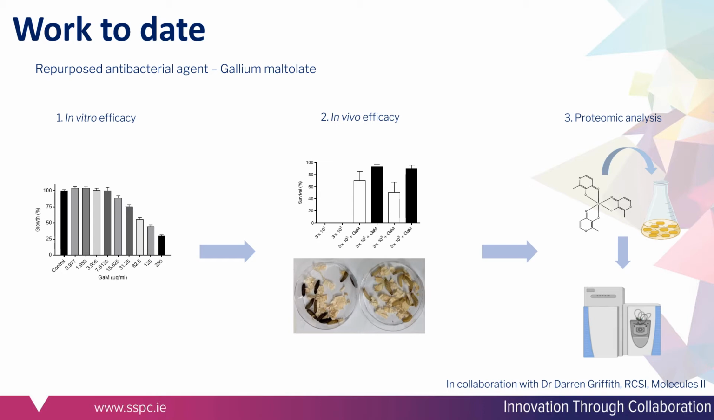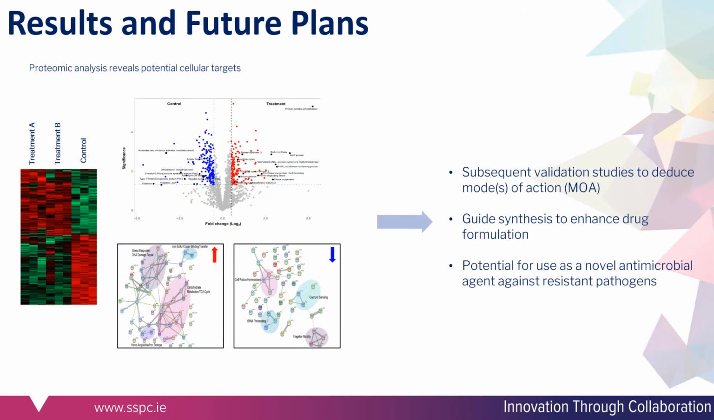Our ultimate aim of this work, however, is to gain a deeper understanding into the modes of action of gallium maltolate through label-free quantitative mass spectrometry. Here we can treat the bacterial cells with gallium maltolate, extract all the proteins, and analyze protein abundance changes in response to the treatment to deduce potential drug targets. With the resulting mass spectrometry data, we carried out graphical and statistical analyses.